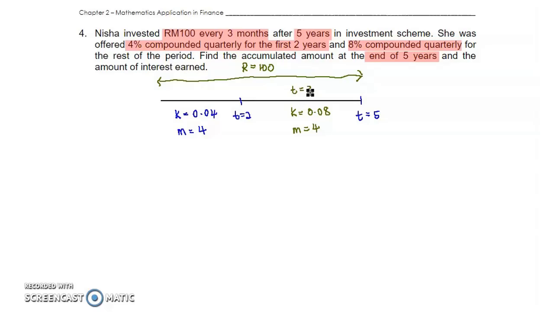How do we calculate the future value? Since we have two different rates here, we need to calculate the future value at the end of year 2 first. Why? Because after year 2, the rate has changed. If the rate were still the same, you could directly calculate the future value until the end of year 5. Let's call the future value at the end of year 2 S1.